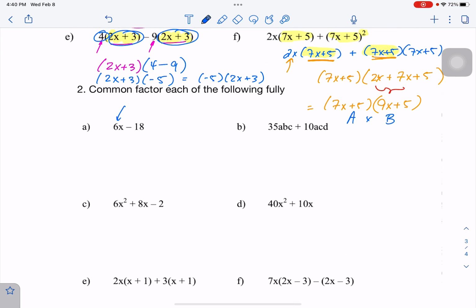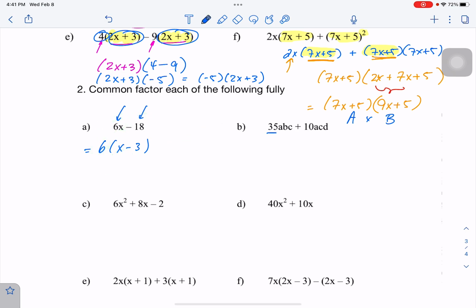Let's look at what the greatest common factor is going to be here. Well, it looks like it's going to be 6, and I'm going to be left with x minus 3. Checking it in my head, I'm going to take the 6, times it by x is 6x. Take the 6, times it by negative 3 is negative 18. I am correct. Let's look at the next one.